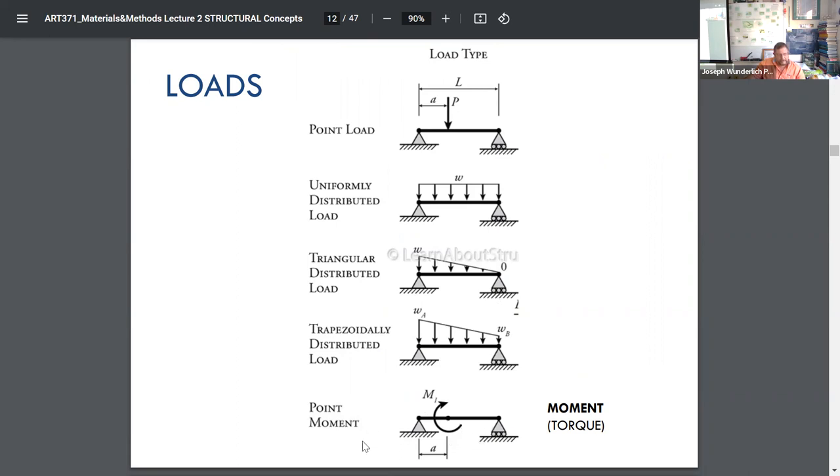A point moment, so you can actually have a torque coming in from somewhere else, not just a load creating a torque at the joints, but this could be from another set of units moving across, or some machinery or something.